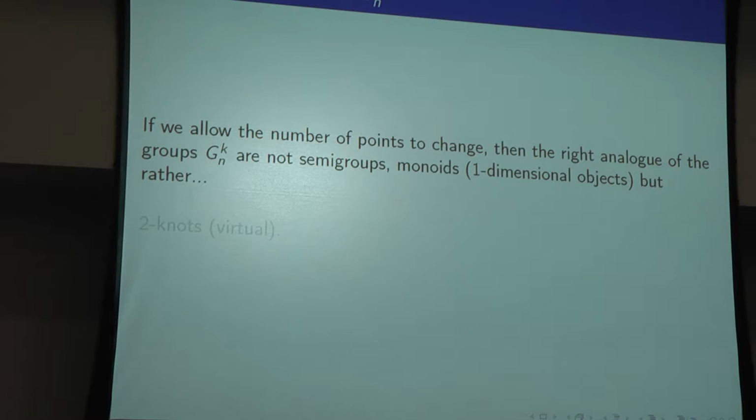However, sometimes it may happen that the geometrical number of points is not constant. So algebraically, the number of points is constant, but geometrically, the number of points can change. So two points can get born, or two points can get canceled. And this is the situation when we pass from a braid to a knot. And the problem is that the right object which generalizes everything here is not a one-dimensional formalism, but rather something like two-dimensional knots. So let me tell what it means.